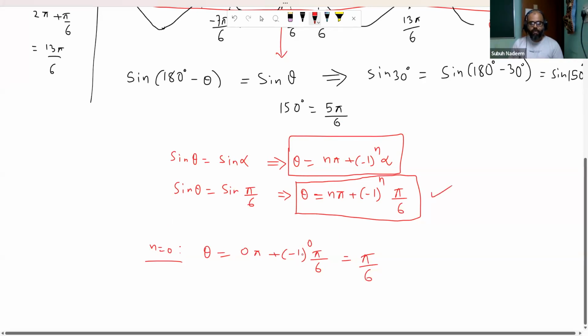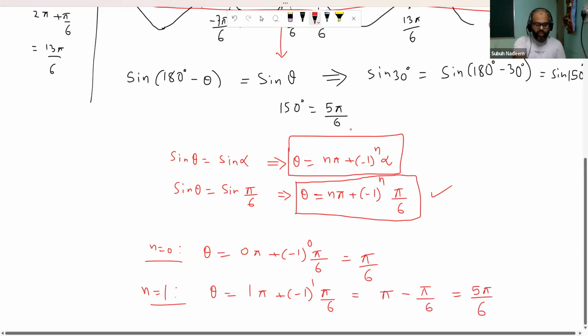This is one angle. If you take n is equal to 1, theta is equal to 1 pi plus minus 1 to the power 1 pi by 6. So 1 pi will be pi, and minus 1 to the power 1 is minus 1. So minus pi by 6. This will become 5 pi by 6. If you see, the other angle which was coming was 5 pi by 6.